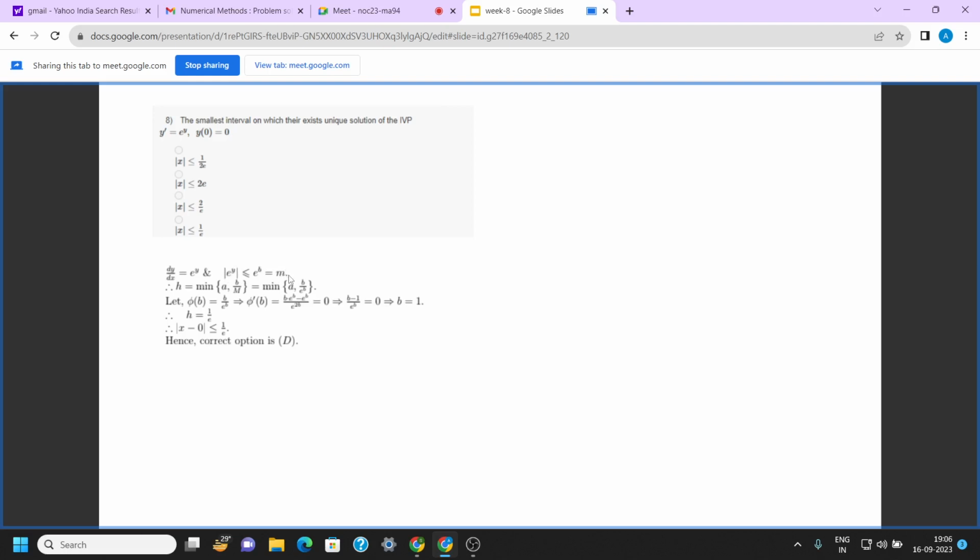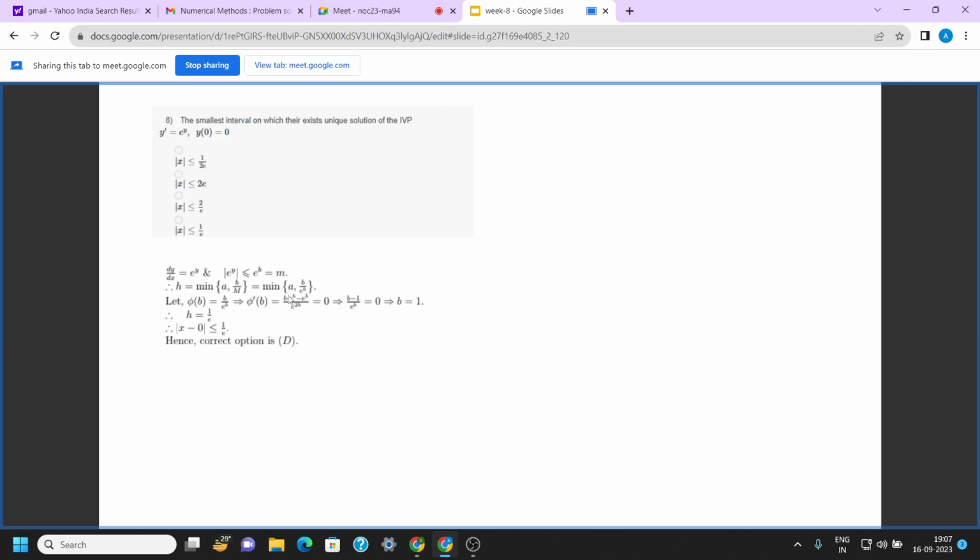Now for finding the interval, we need the h value. So h is given by the minimum of a comma b by M, right? So what is a? That is mod x less than or equal to a, that is here, comma b by M. Now we have just calculated the value of M, that is the upper bound, e power b. So substitute here, so you'll get the minimum of a comma b by e power b.